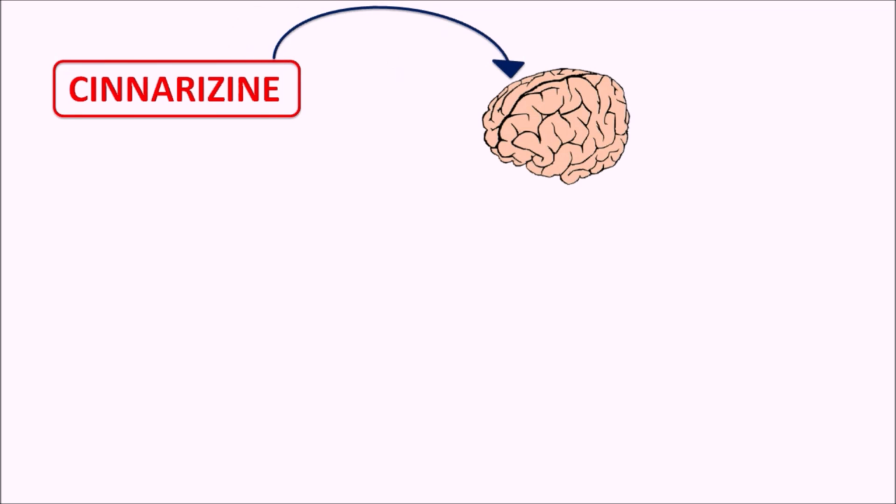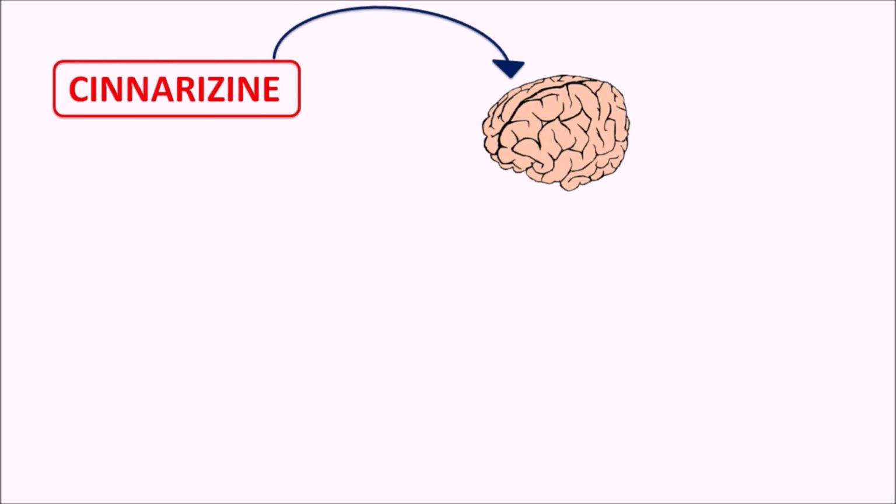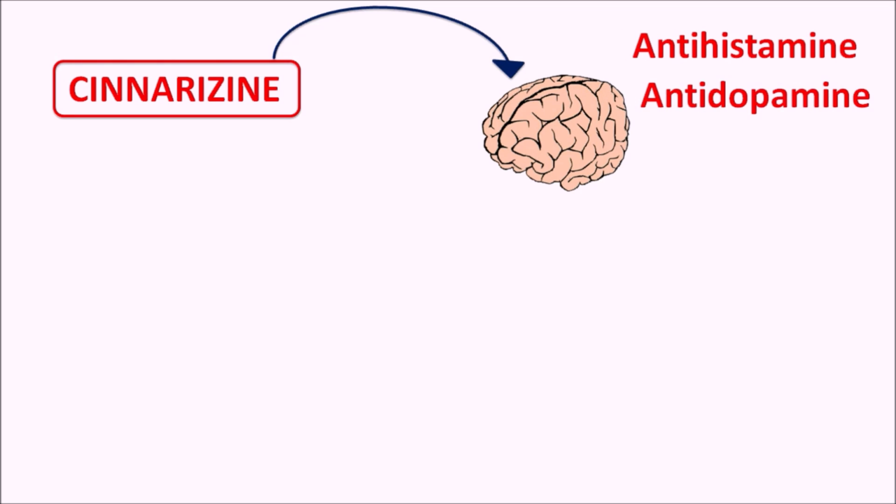What is Cinnarizine? This drug mainly acts on the central nervous system and it acts as an antihistamine as well as an anti-dopaminergic agent. It can also block voltage-gated calcium channels, potassium channels, and it can even affect serotonergic transmission. So it has multiple mechanisms of action, all attributed to its central action.